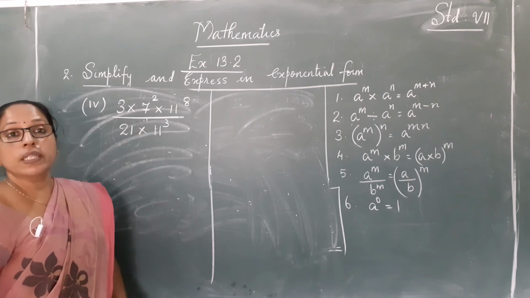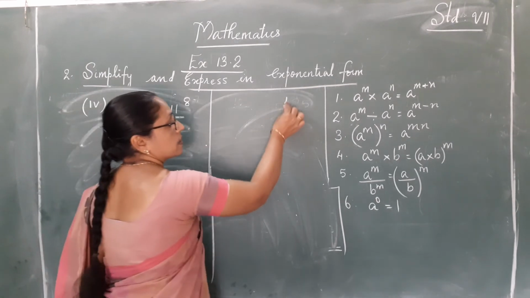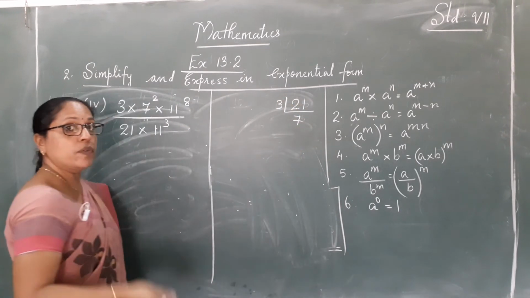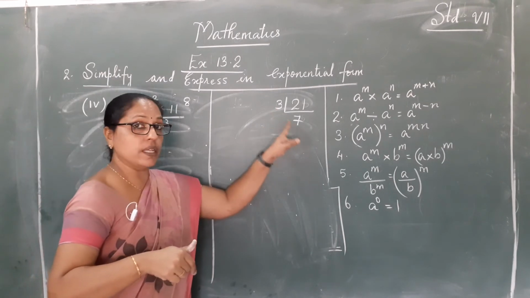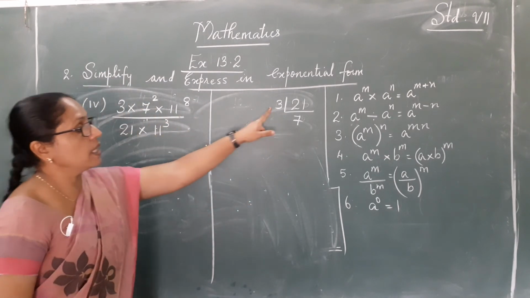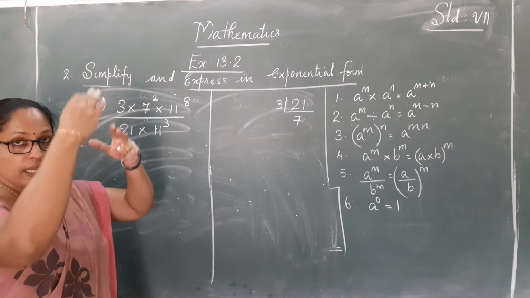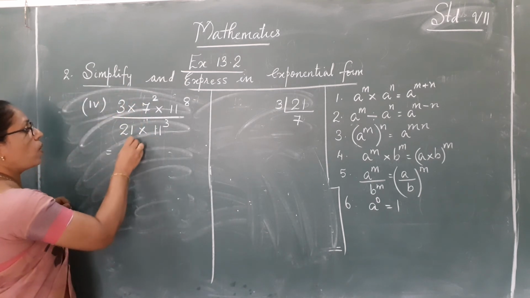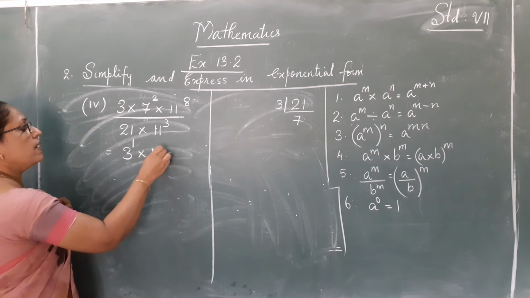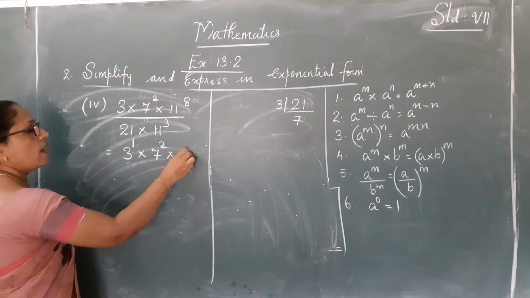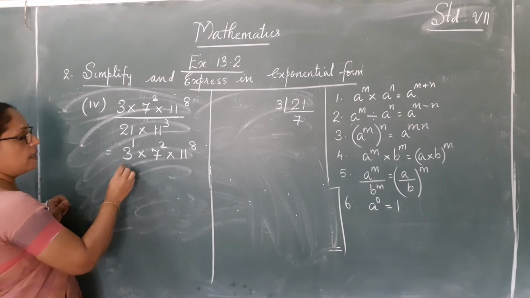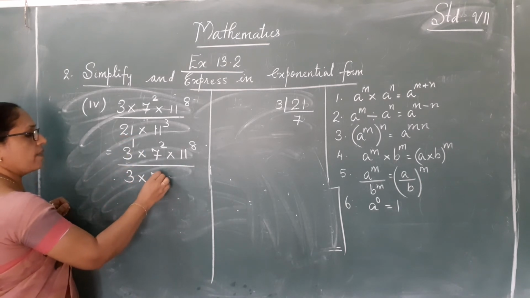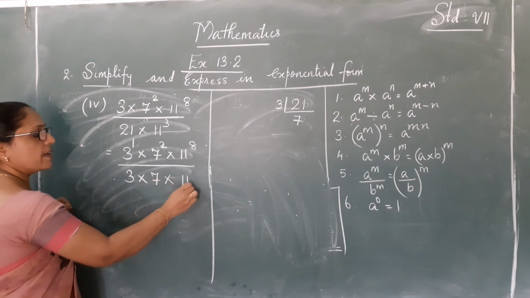When you factorize 21, what do you get? 3 is table 7 times. So we have to get numbers 3 and 7 which are already here. So we can form a group. Okay. So 3 raised to 1 into 7 raised to 2 into 11 raised to 8 divided by 21, 3 into 7 into 11 raised to 3.